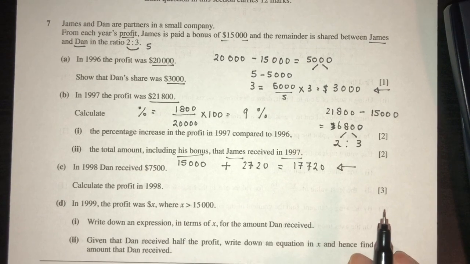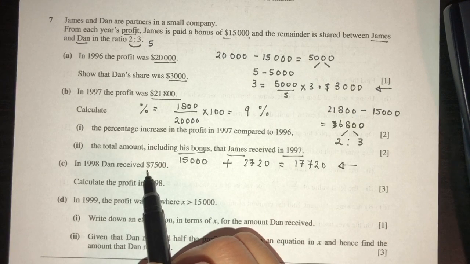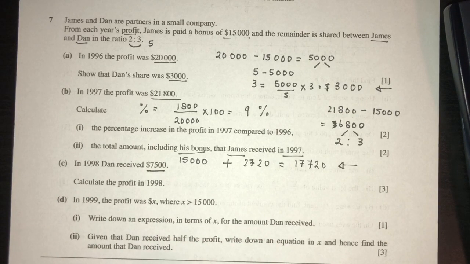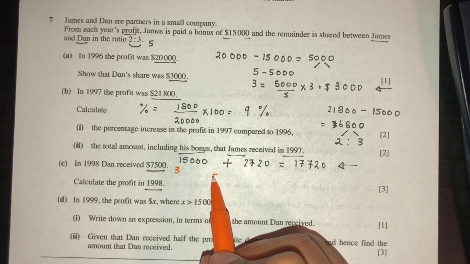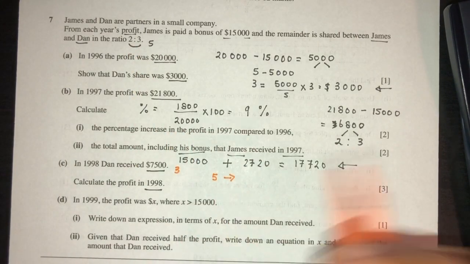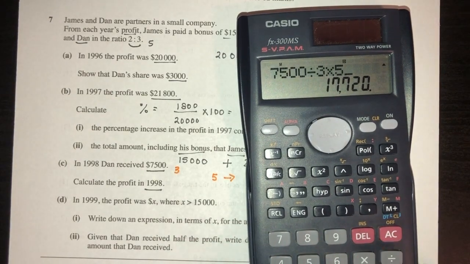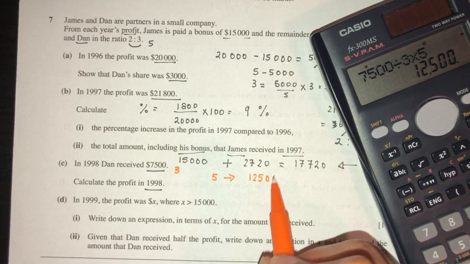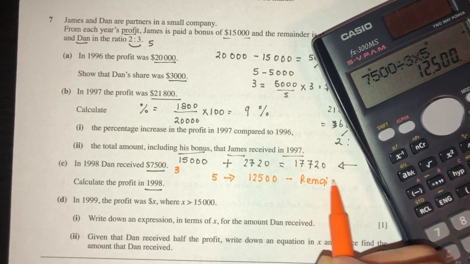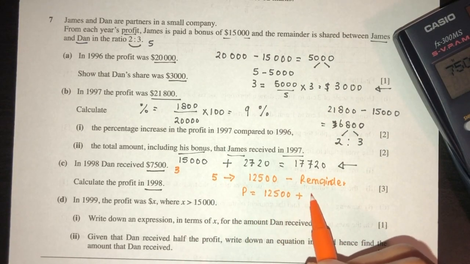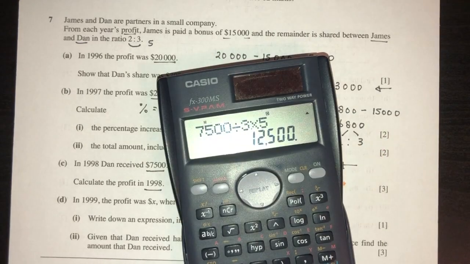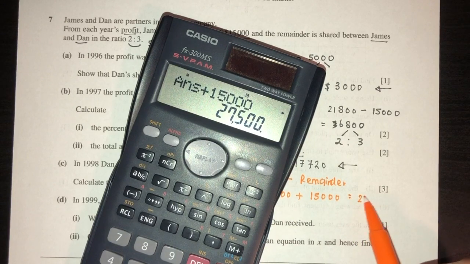Now part C, we have Dan received 7,500 in 1998. Calculate the profit of this year. So let's do some reverse engineering. We know that Dan only touches 3 for the shares. So we know remainder has to be 5, as you can see here. 5 will be 7,500 divided by 3 times 5. That will be 12,500. That will be the remainder, right? After Dan takes his share. So the profit has to be this plus 15,000, because James always first takes 15,000. That will be 27,500.